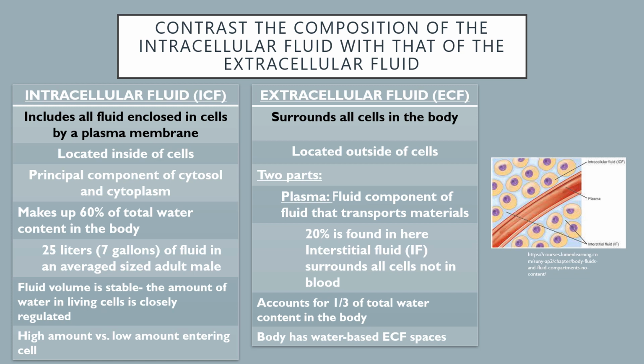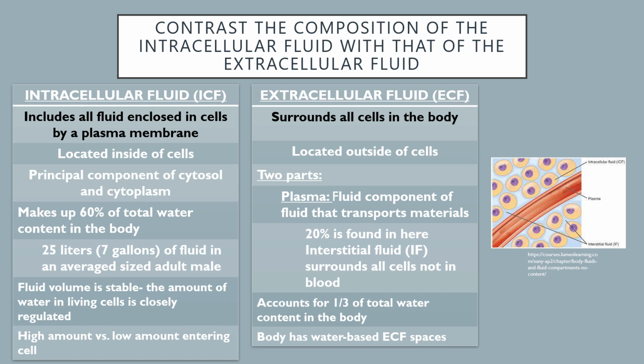The body has other water-based extracellular fluid spaces. These include the cerebrospinal fluid that bathes the brain and spinal cord, lymph, the synovial fluid in joints, the pleural fluid in the pleural cavities, the pericardial fluid in the cardiac sac, the peritoneal fluid in the peritoneal cavity, and the aqueous humor of the eye. Because these fluids are outside of cells, these fluids are also considered components of the extracellular fluid compartment.